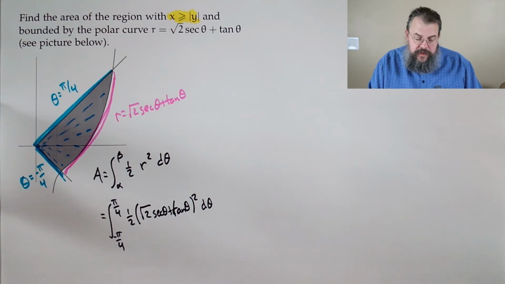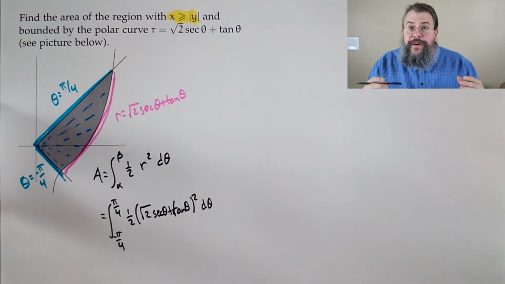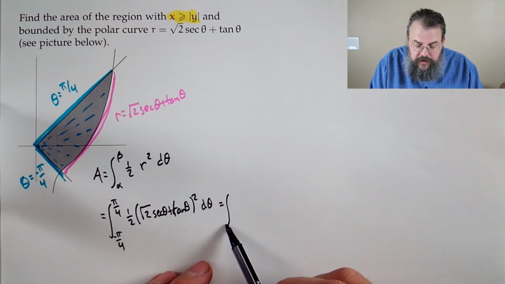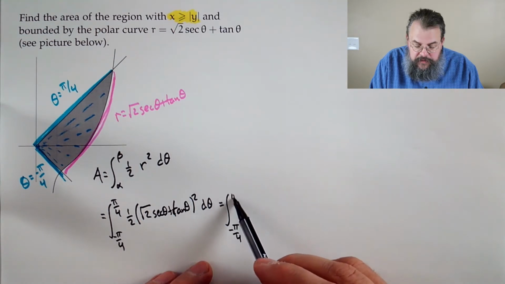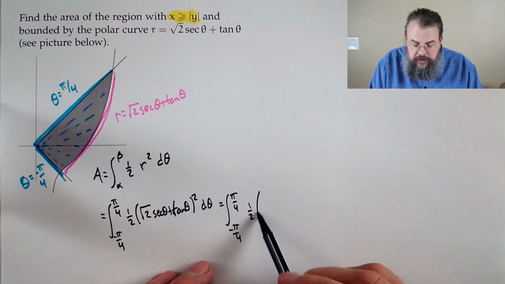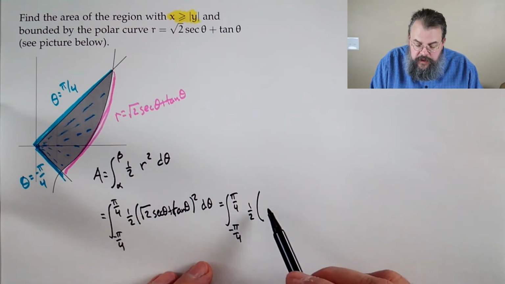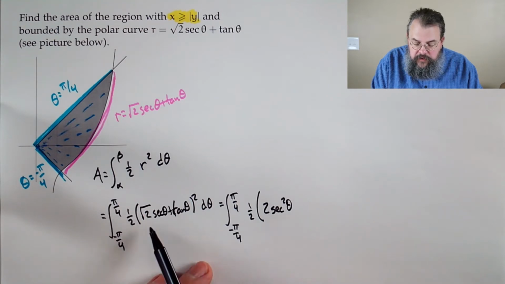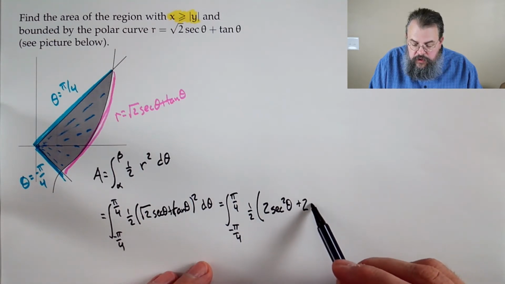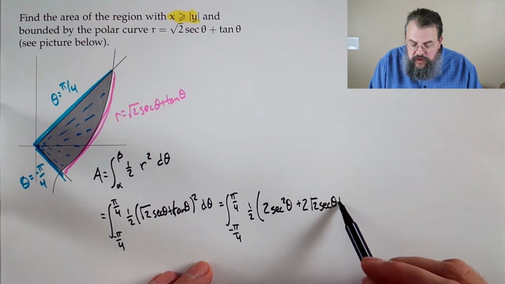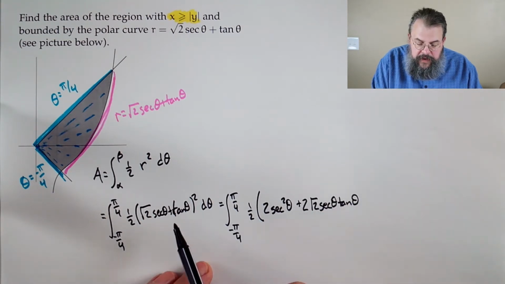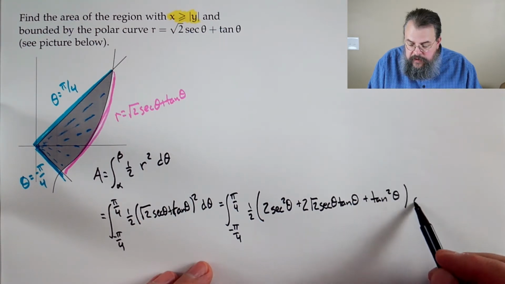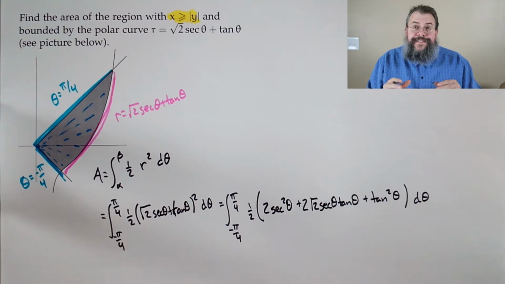All right, well, let's continue on, right? So we square. Okay, well, what does that give us? Integral negative pi over 4 to pi over 4, 1/2, and here we'll square the first term, 2 secant squared. All right, we have the cross term, so that's 2 root 2 secant tangent. And then we have the last term, tangent squared. All right, so that's our integral.